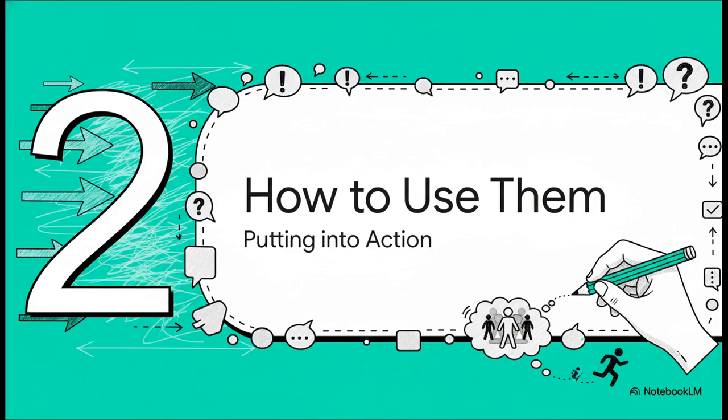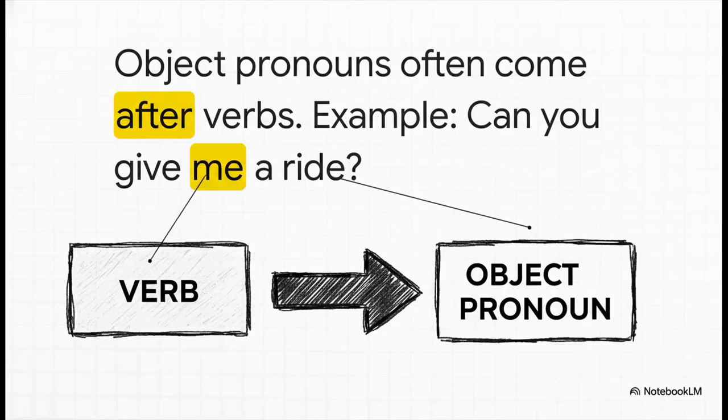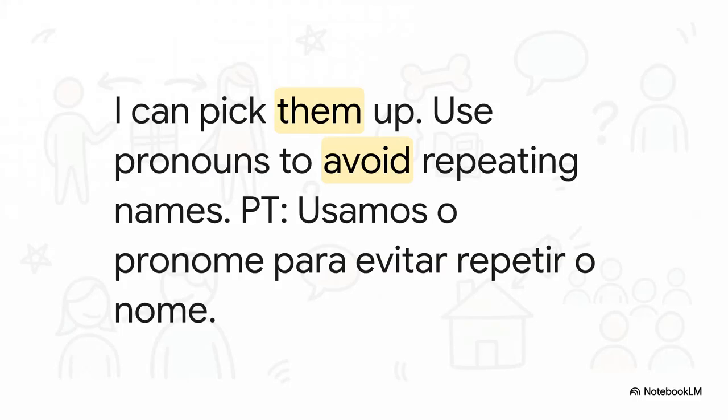All right, now that we've got the difference down, let's figure out where to actually use these pronouns in a sentence. It's time to put them to work. So take a look at this sentence. Can you give me a ride? Where's the word me? It's right after the verb give. This is a super common pattern. The object pronoun usually comes right after the action word. Here's another one. I can pick them up. Now, who is them? Could be my friends, my kids, maybe some packages. It doesn't matter. The point is, we use them so we don't have to repeat the names over and over. It just makes your speech so much faster and more natural.